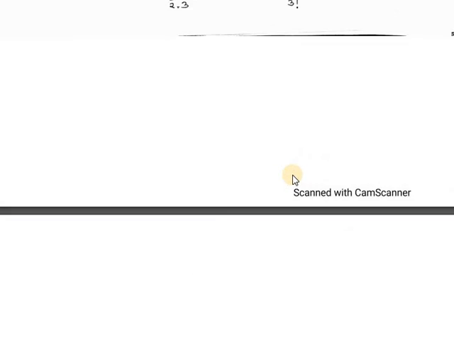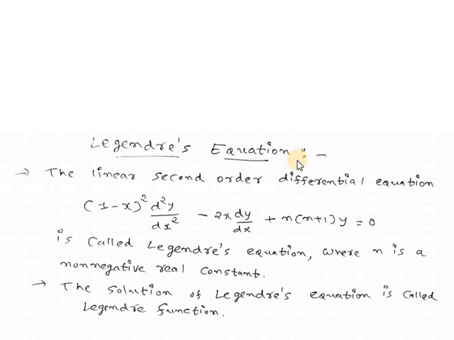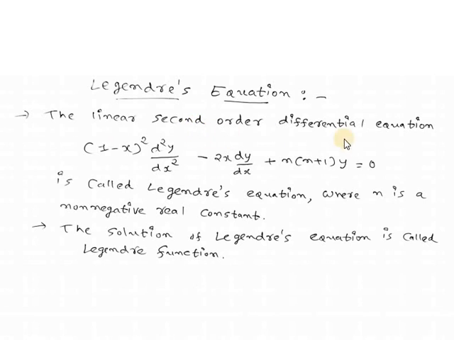Now let us discuss a new topic, that is Legendre's equation. The linear second order differential equation (1 minus x) whole square d square y by dx square minus 2x dy by dx plus n into (n plus 1) y is equal to 0 is called Legendre's equation, where n is a non-negative real constant. So this equation is called Legendre's equation, and the solution of Legendre's equation is called Legendre function.